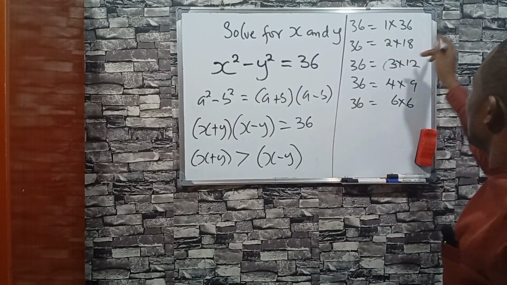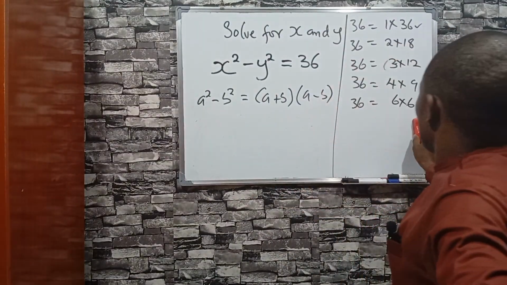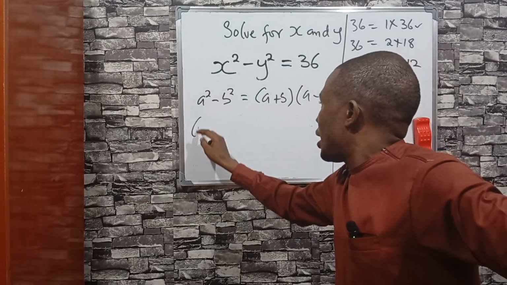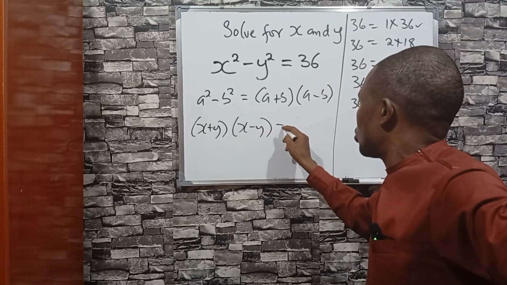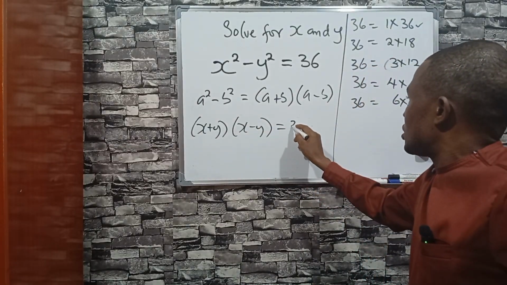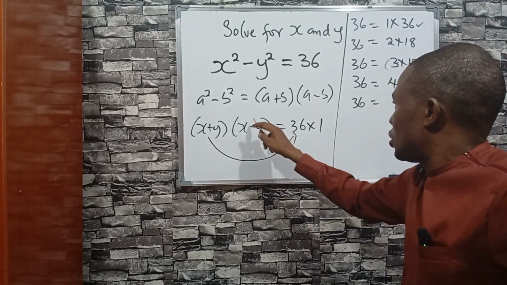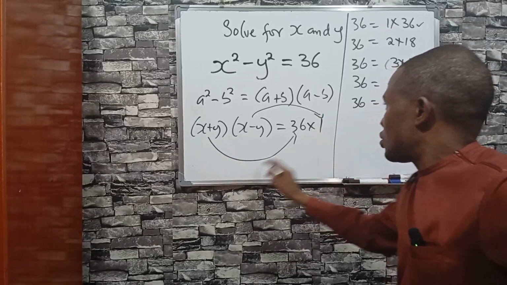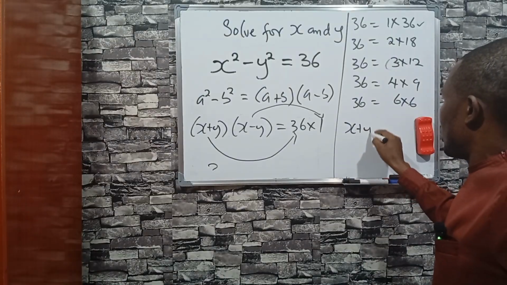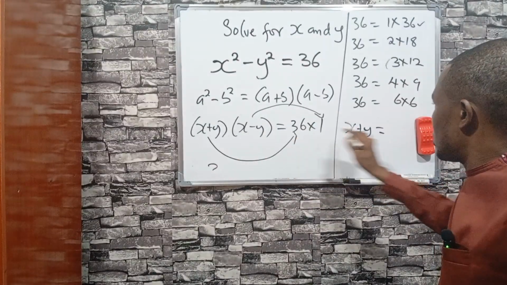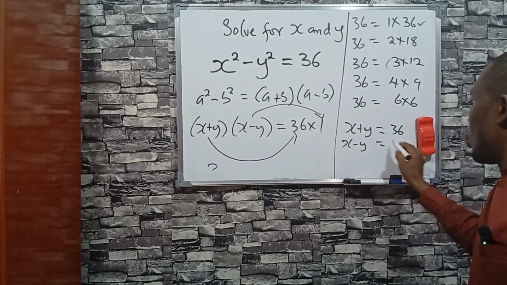If I choose to use maybe the first one, trying to compare coefficients now, if I use x plus y and x minus y to be equal to 36 times 1, the bigger one will go with this one, the smaller one will go with this. If I solve the two equations simultaneously, I have x plus y, this bigger bracket, equals 36, then x minus y equals 1.